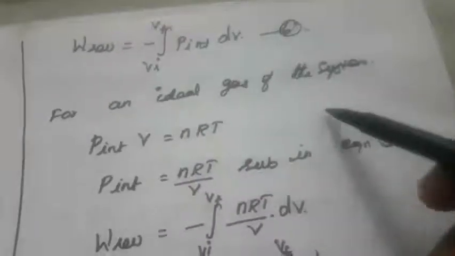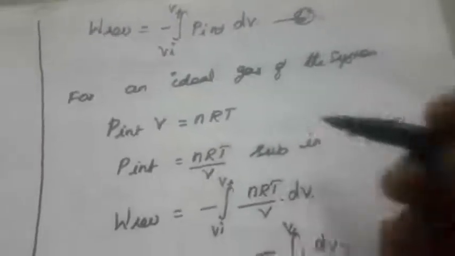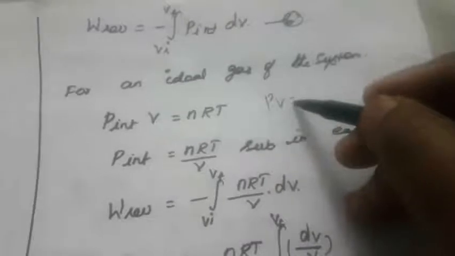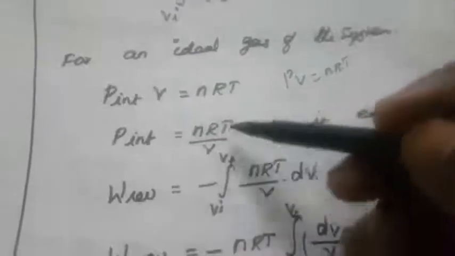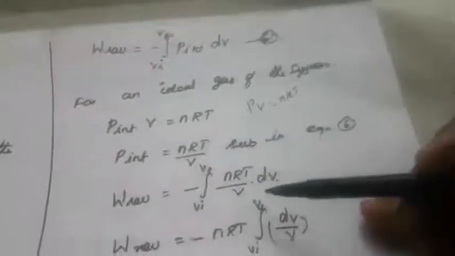For an ideal gas system, P internal V is equal to nRT. What is the ideal gas equation? PV is equal to nRT. So P internal V is equal to nRT, so this can be written as nRT by V. So that is the internal pressure. Now substitute this in this equation. So W reversible is equal to the integral of nRT by V into dV.